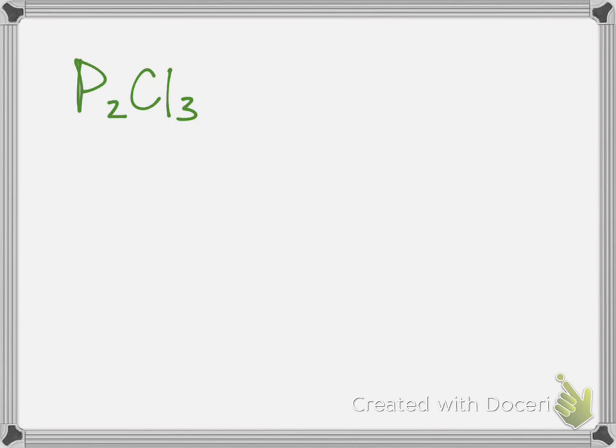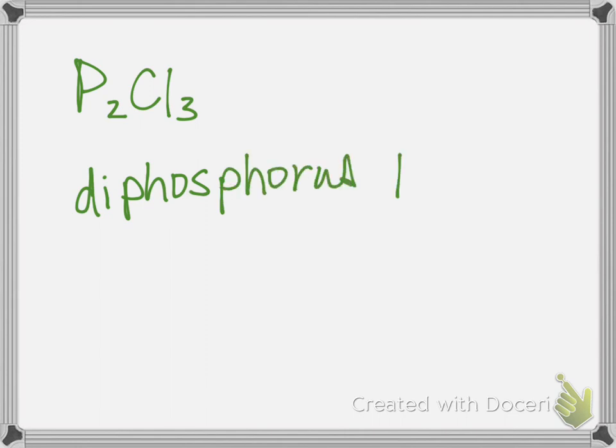Okay, so this one would be called P2Cl3. What would we call it? Diphosphorus trichloride. Diphosphorus trichloride. Okay, very good. Regular ending on the first one. Second one gets a prefix and an IDE.